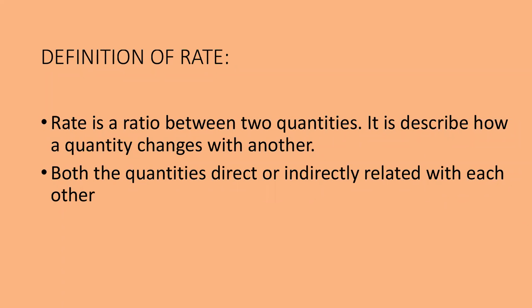What is a rate? Rate is a ratio between two quantities. Whenever there are two quantities and there is a ratio between them, it is called a rate. It describes how one quantity changes with another. Both quantities are directly or indirectly related to each other.